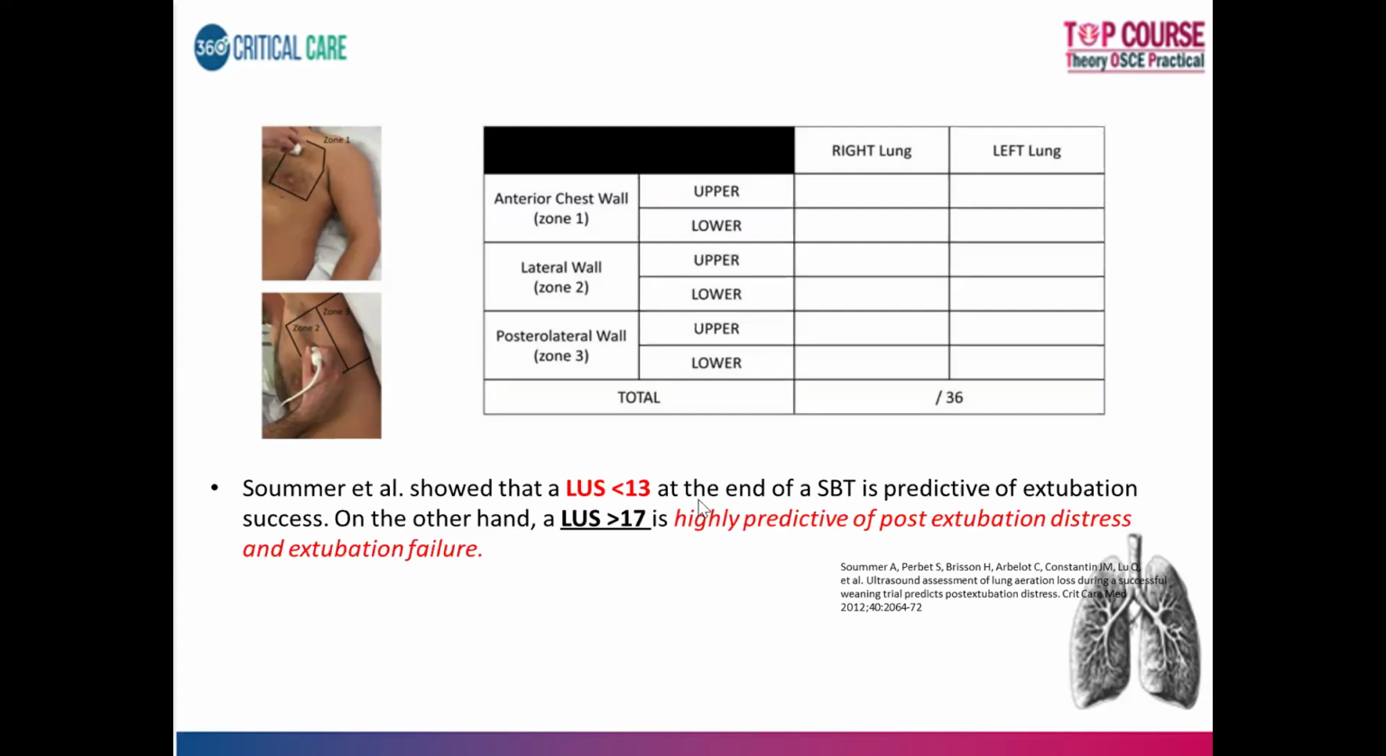But if the lung ultrasound or the lung aeration score is more than 70, then it is highly predictive of post-extubation distress and extubation failure. So remember, the number between 11 and 13 is a better predictor for readiness of weaning and weaning success. When you see the lung aeration score being more than 17, it is highly predictive of extubation failure. Okay, so this is about lung aeration score.